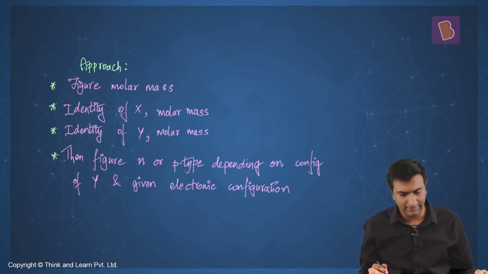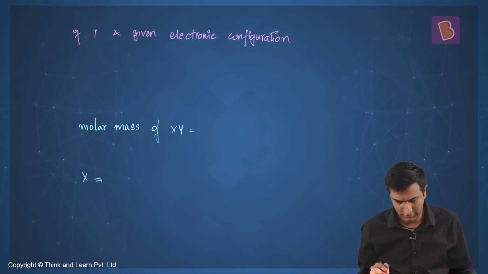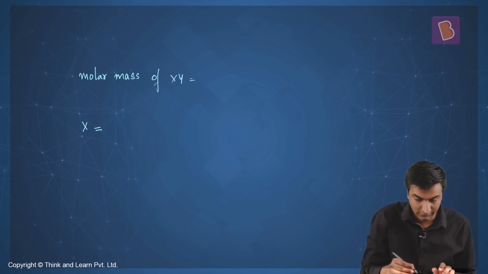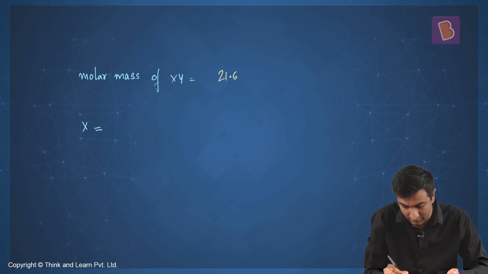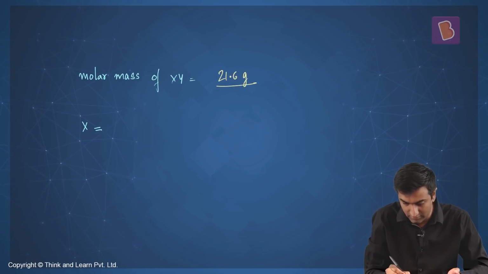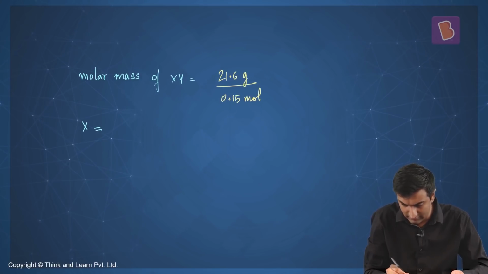So let's get started. I think the first part is pretty direct. Yeah, it's just a little bit of stoichiometry. What's the molar mass of XY? We've been given, you have 21.6 grams is the mass, and the number of moles is what? 0.15 moles? Yeah, let me just put that down. I think this is an easy thing.